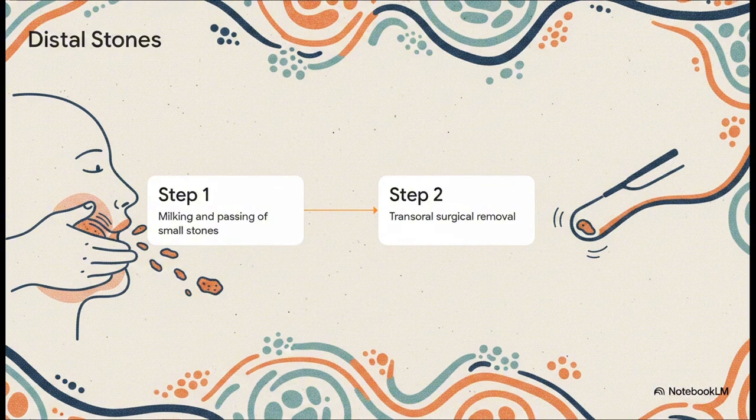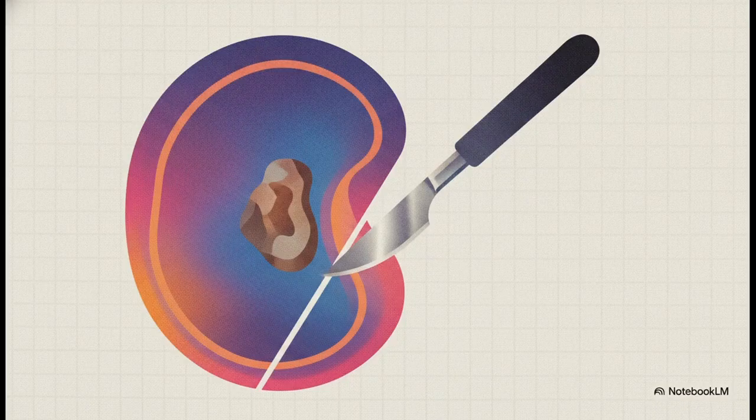Step 1, milking the gland to encourage the natural passing of small stones. If that manual manipulation fails, we move smoothly to Step 2, a straightforward transoral surgical removal. But what happens when that stone is proximal, like deep down, right up close to the body of the gland itself? Well, the conservative management we literally just discussed is no longer viable. Proximal stones represent a severe mechanical failure. They require authoritative, aggressive intervention. And by that, I mean complete gland excision. You take the whole gland out to solve the problem permanently.